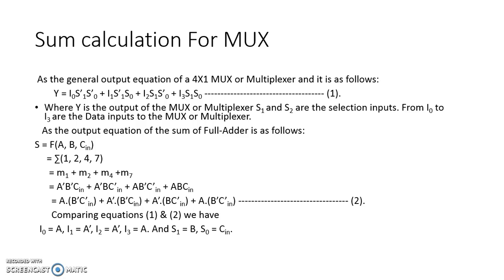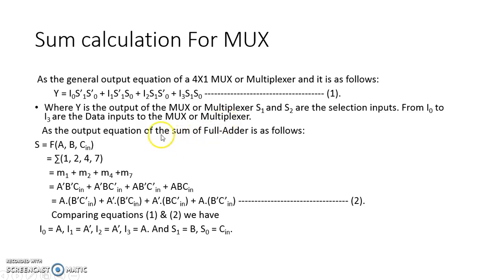Now, first we understand the sum mapping with respect to the multiplexer. As a general equation of a 4 cross 1 multiplexer, we know that the Y output is equal to I0 S1' S0' plus I1 S1' S0 plus I2 S1 S0' plus I3 S1 S0. Here we declare it as equation 1, where Y is the output of the multiplexer and S1, S0 are the selection inputs. I0, I1, I2, I3 are the data inputs for the multiplexer.